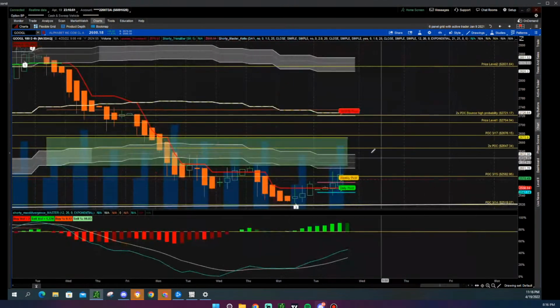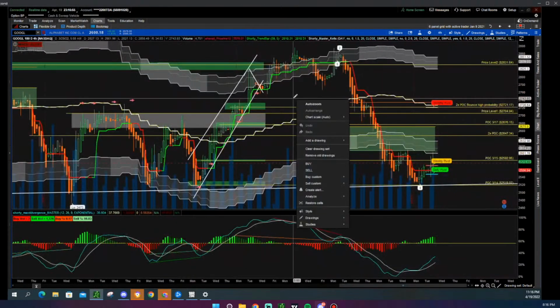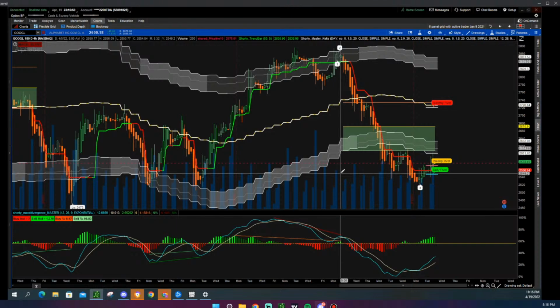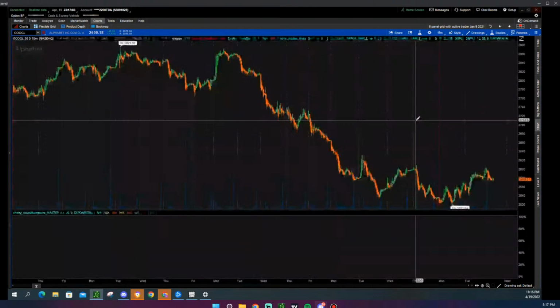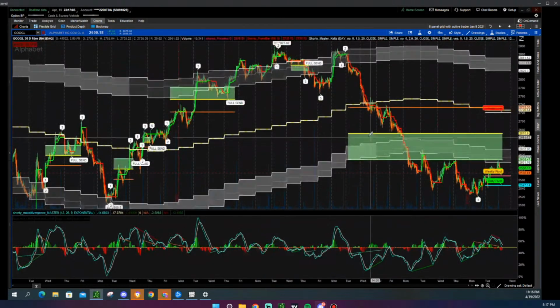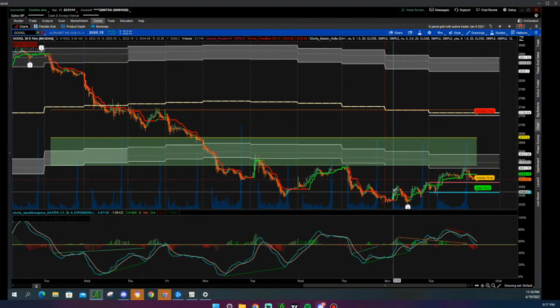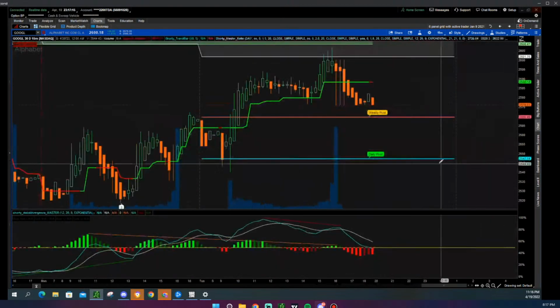So does anyone know what play Google executed here? Let me delete all of these lines. What's this play here that's being done on Google right here? Anyone? Bullish backdoor. Bearish backdoor, sorry. Yeah, bearish.